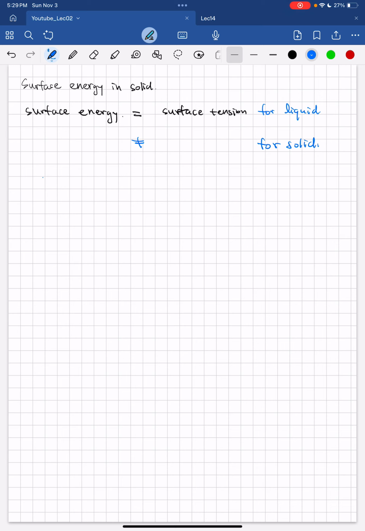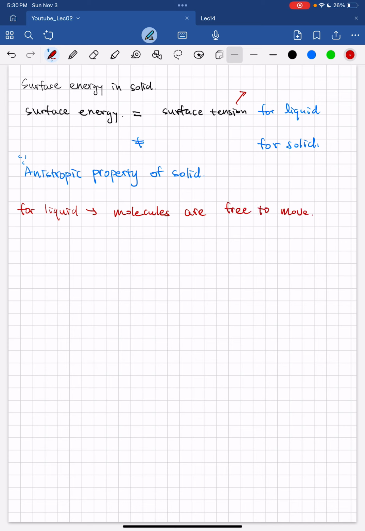This is because of the anisotropic property of solid. So back in liquid, they are the same because liquid molecules are free to move. Thus, liquid is isotropic.